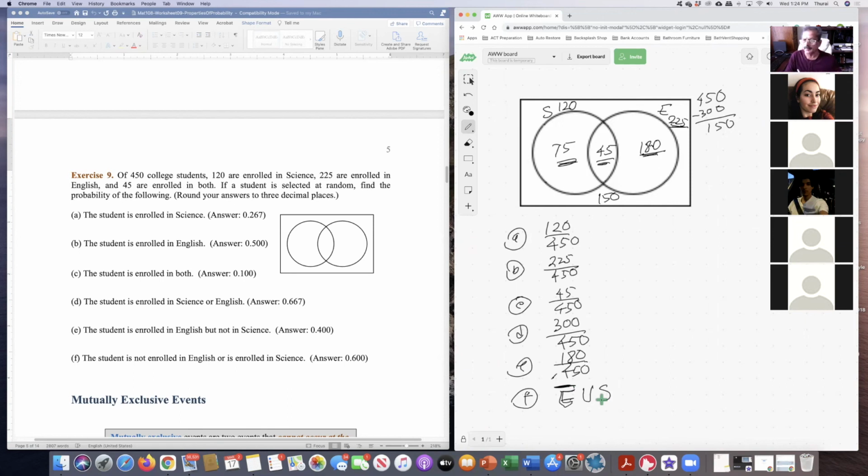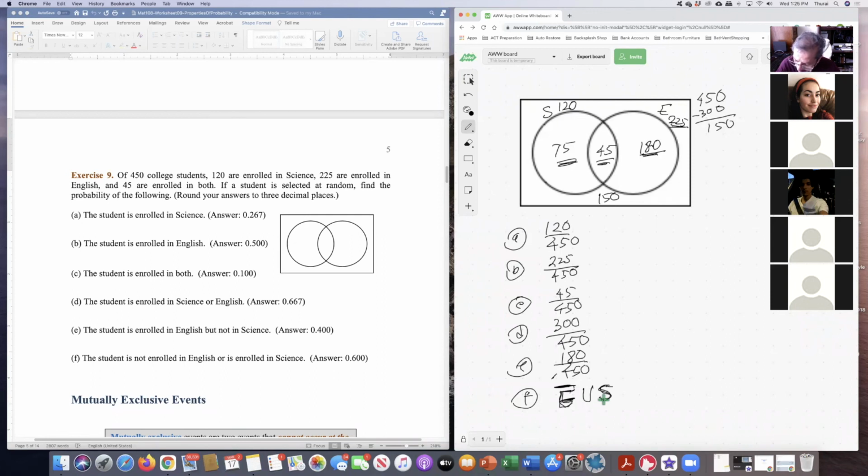It's kind of tricky, but I hope you follow that. Student is not enrolled in English or is enrolled in science. That means he has to be either in E bar or in S. That's what it means. That will be the union of E bar and S. So the union of E bar and S would be: E bar is everything outside of E, and then when you combine S, it's everything outside of E combined with S.